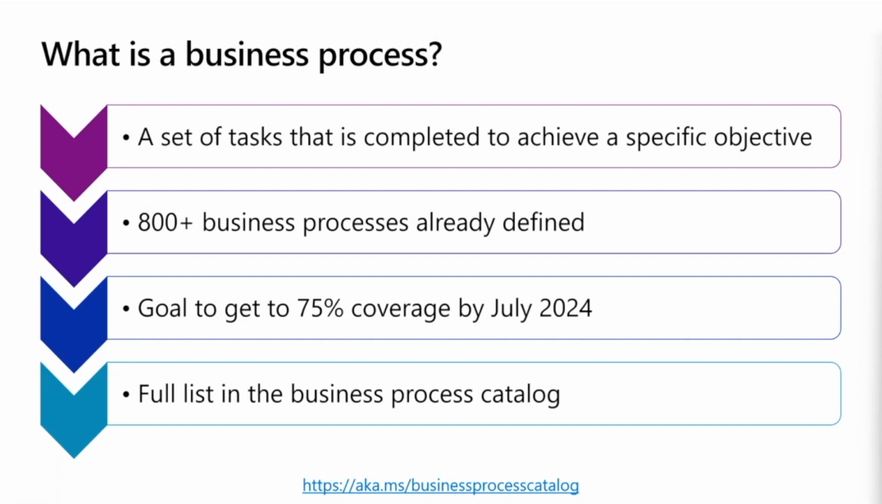We've identified around 800 of these business processes, which are available in the business process catalog. If you missed parts 1 and 2, we talk in great detail about the catalog itself, but you can download it at aka.ms/business process catalog. There are lots of articles to be written, and our goal is to get to 75% coverage of those 800 level 3 business processes by July 2024.